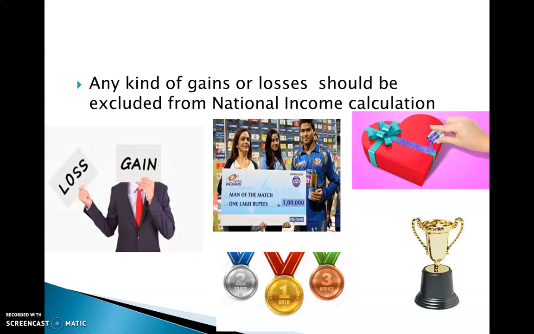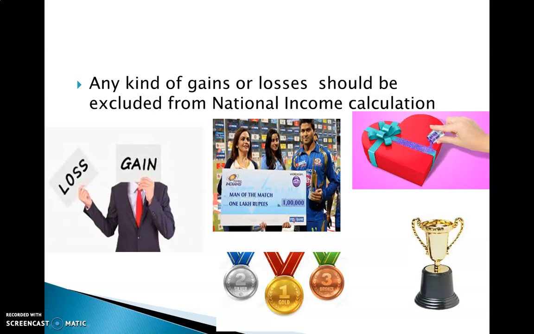The next point, any kind of gains or losses should be excluded from national income calculation. The gains and losses may come by way of gifts, trophies, medals and awards, or winning a title like man of the match or man of the series, if you are getting any monetary benefits, whatever it is. If it is a gain, it should be excluded from your national income calculation.